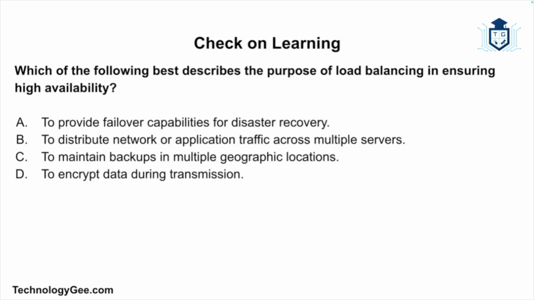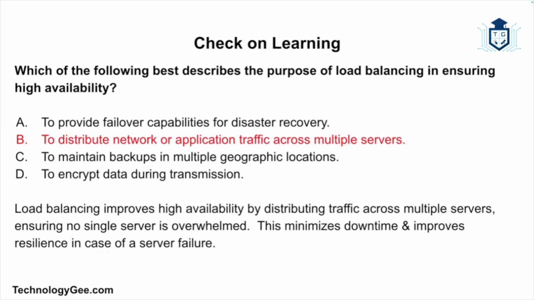Now, with all of that said, let's do some of this wonderful check on learning. So the first question is, which of the following best describes the purpose of load balancing and ensuring high availability? Is it to provide failover capabilities for disaster recovery? Is it to distribute network or application traffic across multiple servers? Is it to maintain backups in multiple geographic locations? Or is it to encrypt data during transmission?